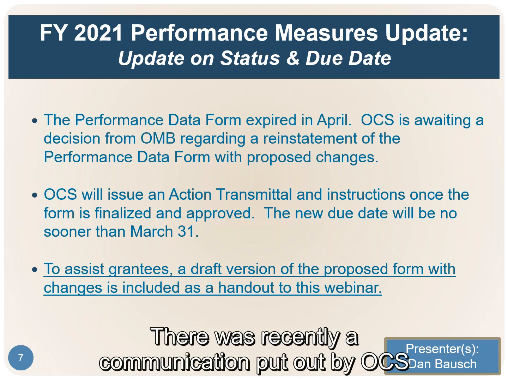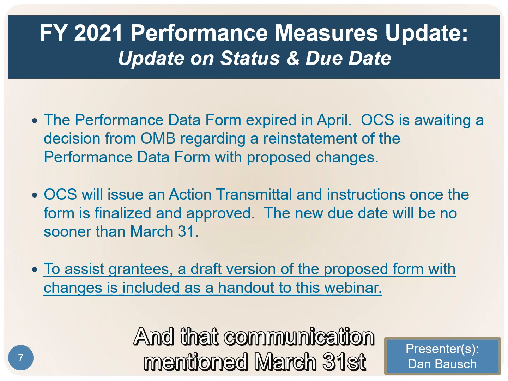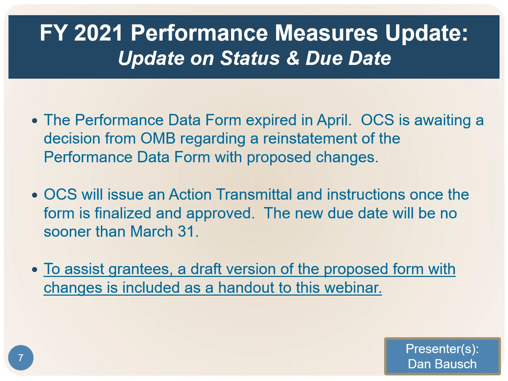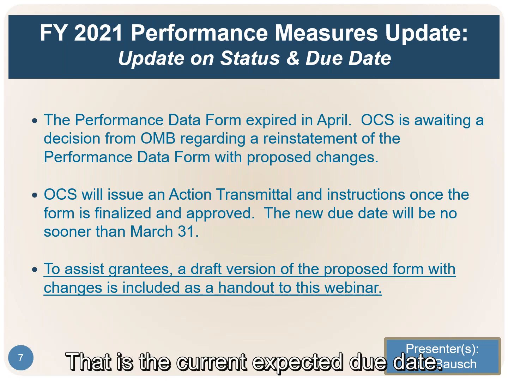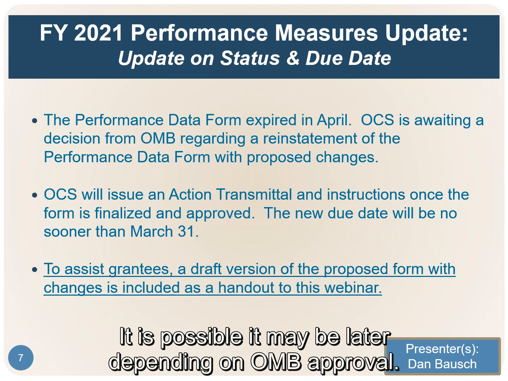There was recently a communication put out by OCS about reports and some other reporting developments, and that communication mentioned March 31st as the due date for the 2021 Performance Data Form. That is the current expected due date. It won't be any sooner. It is possible it may be later depending on OMB approval.